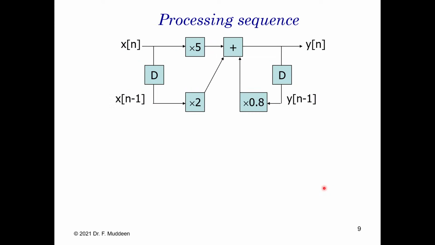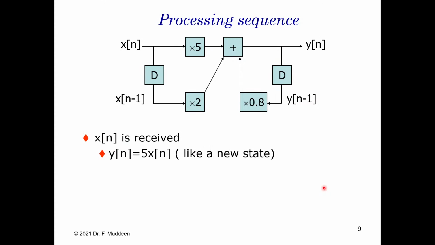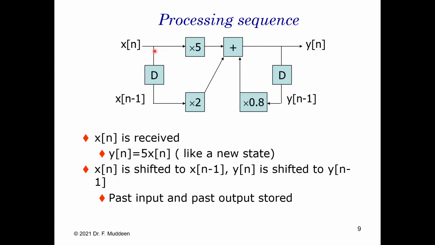Alright, let's go on. So the general processing sequence of this block diagram is that we would have x of n here being received first, and then the delays haven't actually occurred as yet because we're still at n. So y of n will just be equal to 5 of x of n by itself. And then we have x of n, the current state, being shifted to the x of n minus 1 state, and the current output y of n is shifted to the y of n minus 1 state on the next cycle.